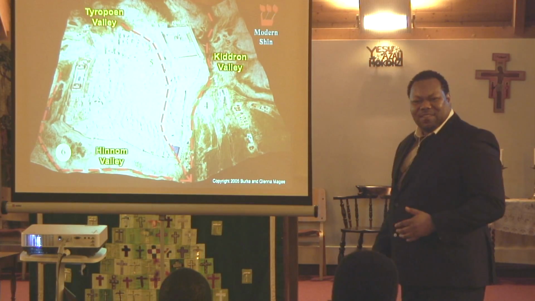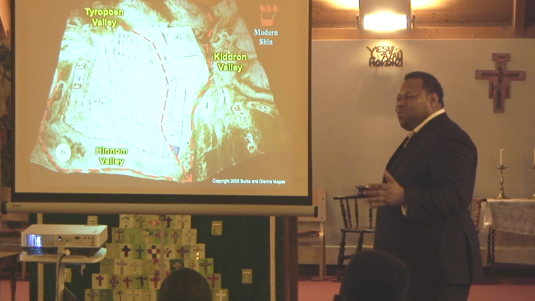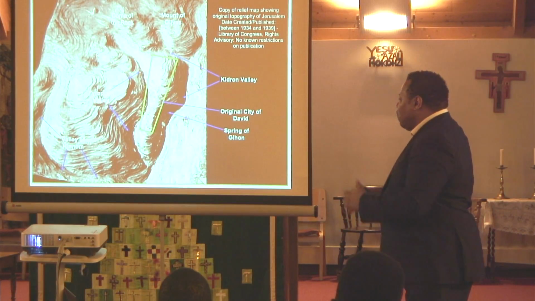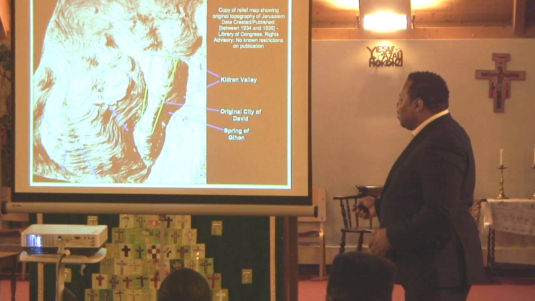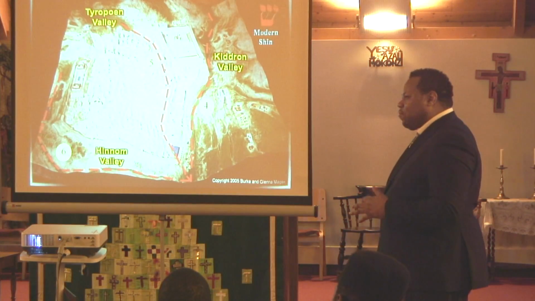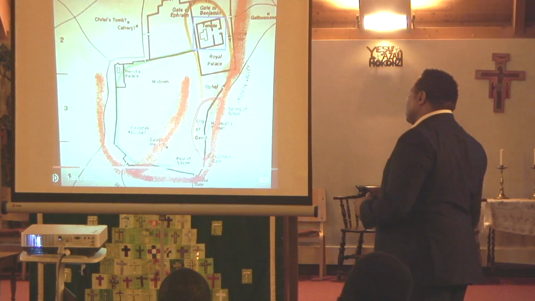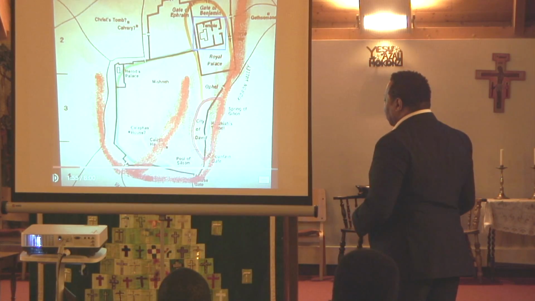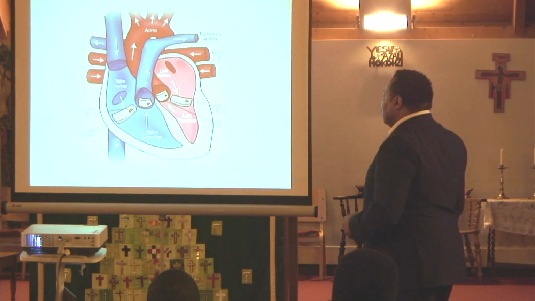Isn't that amazing? If someone told you that, you wouldn't believe it unless you saw it with your own eyes. But there on the topographical map, you can see the Shin formed by the three valleys. Three, not four, not five, but three valleys. There you see it again. The temple would have been right here. Temple grounds, Gates of Benjamin, Royal Palace, Herod's Palace, the Springs of Gihon, the Palace Tunnel, all these key places. Did you know your heart?